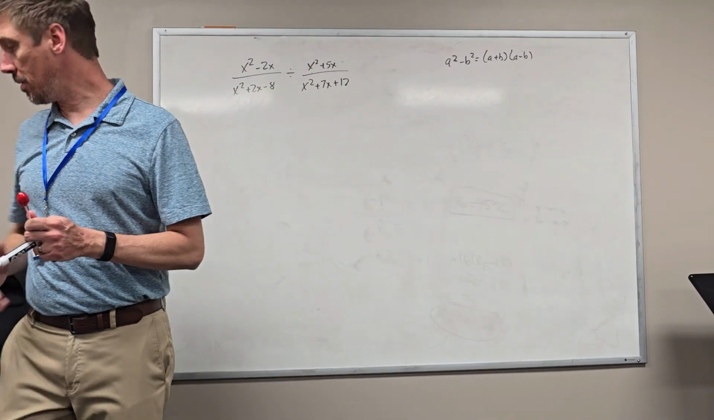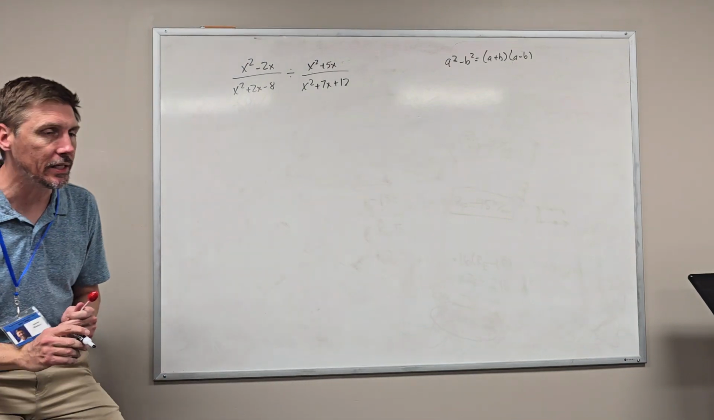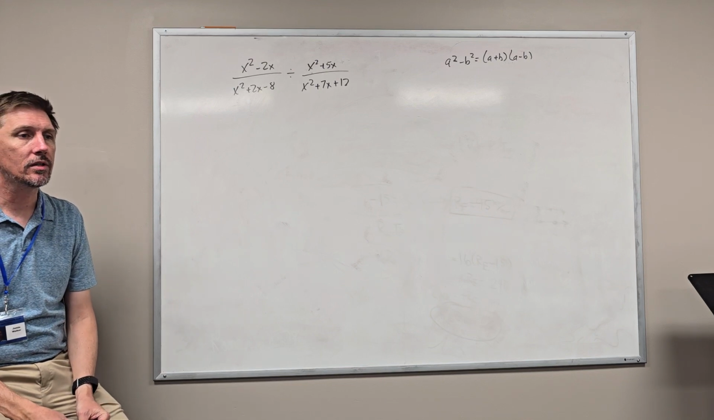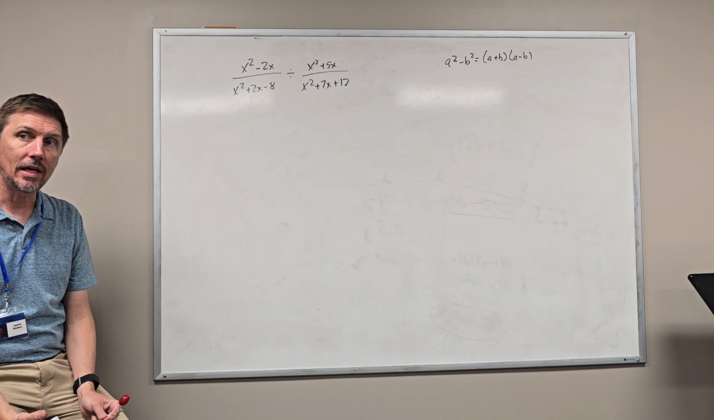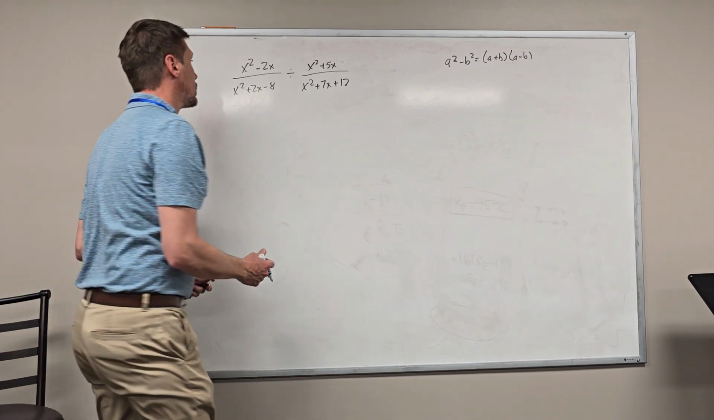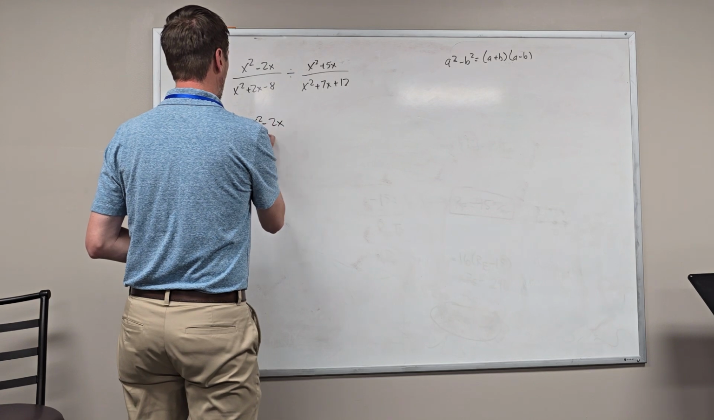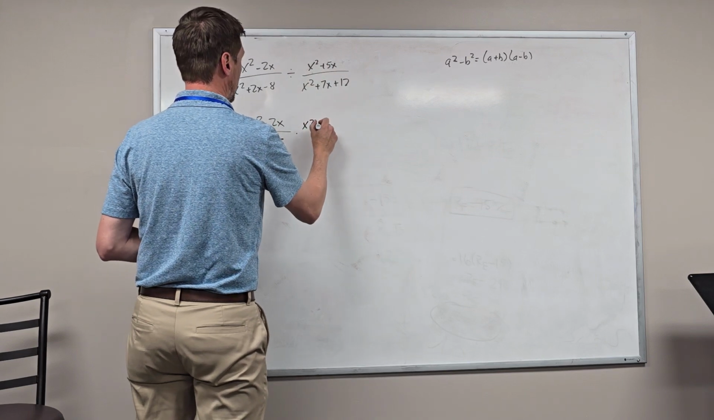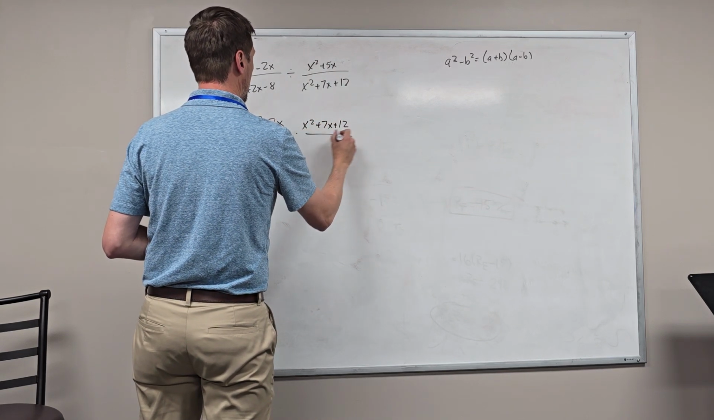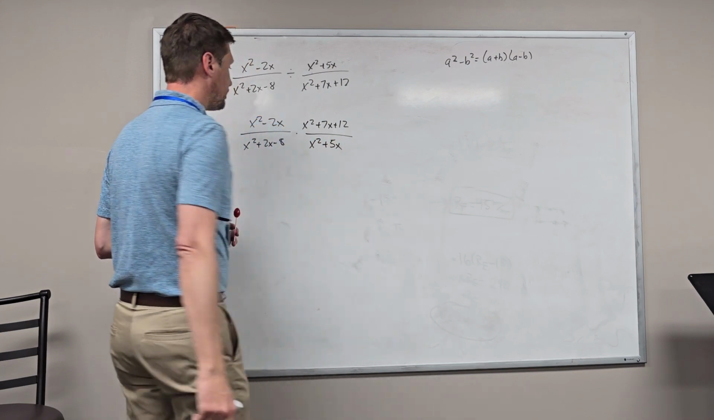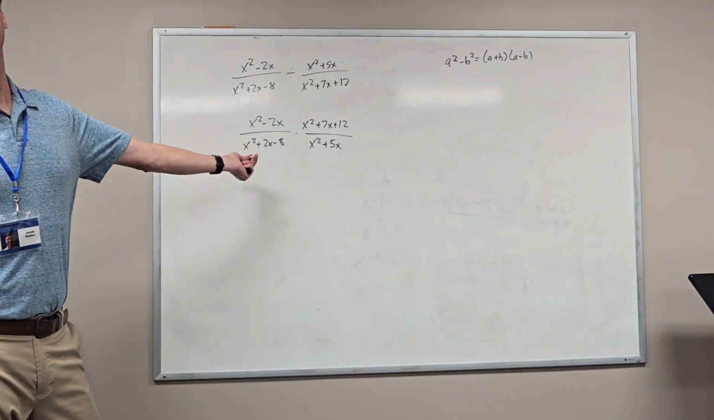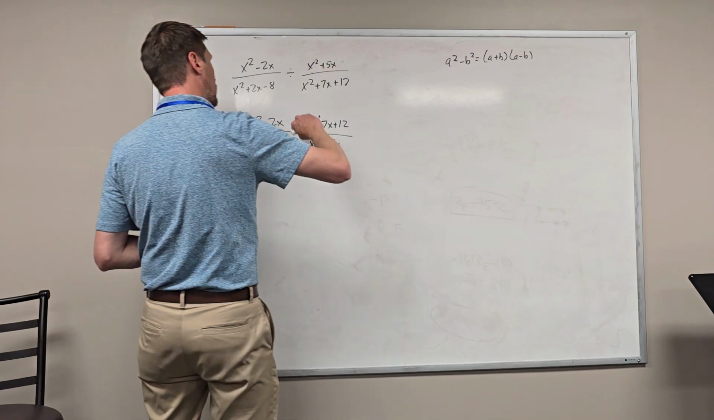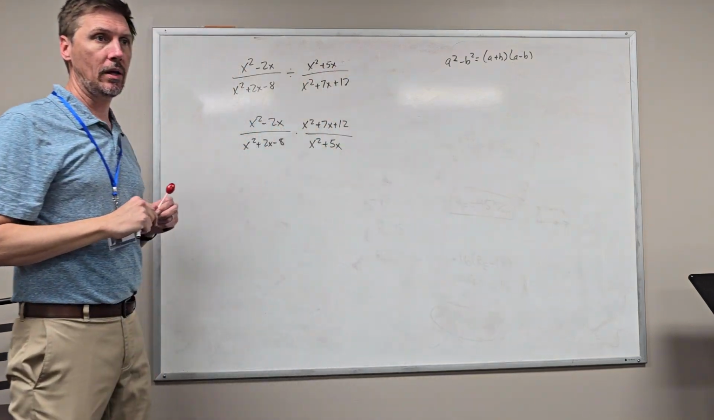This is what you guys were telling me a moment ago. What am I going to have to do first before I do anything else in this one? Flip it, right? When we divide by fractions, that's the same as multiplying by the reciprocal. So let's rewrite this as x squared minus 2x over x squared plus 2x minus 8. The reciprocal is the flipped version, so we have x squared plus 7x plus 12 divided by x squared plus 5x. That's exactly what we did last time, so these problems really aren't any different. You just have to make sure, before you start, to flip this one and change this to multiplication. Then we'll do the same thing.